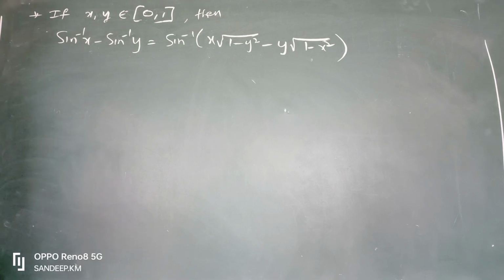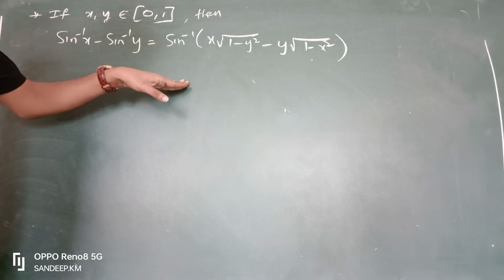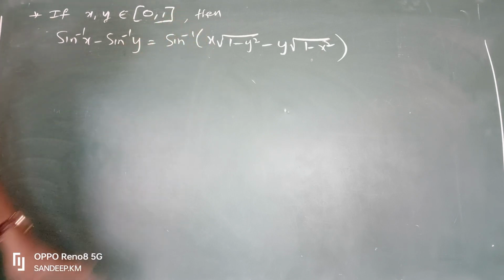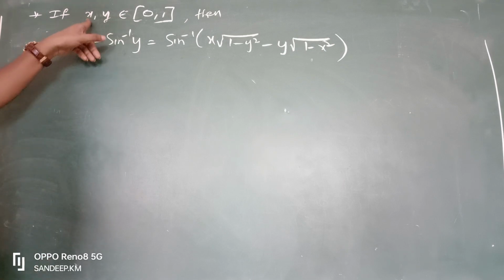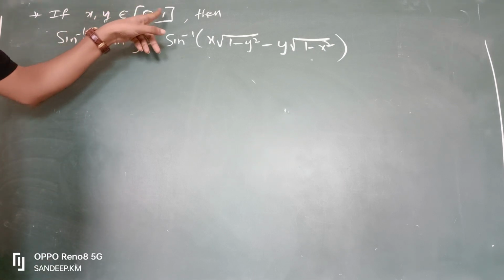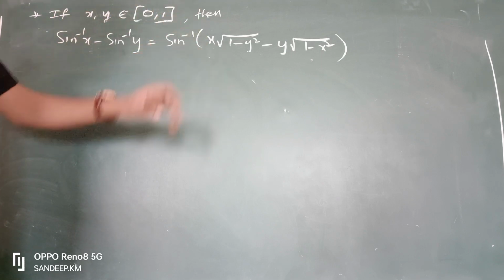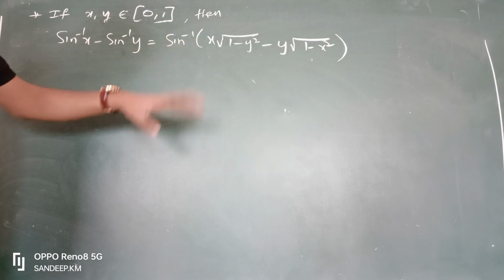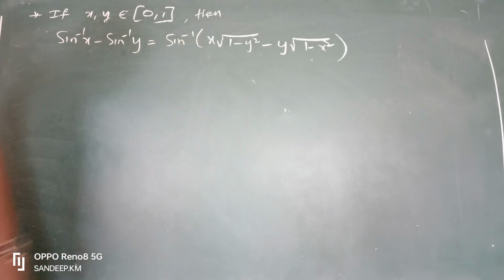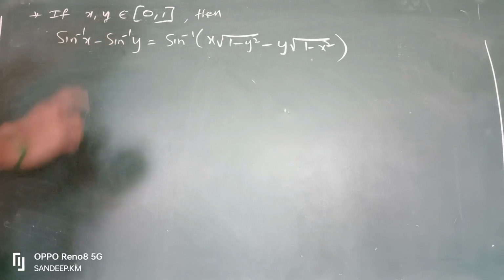Now this is the sine inverse x minus sine inverse y formula. Here we don't have two different answers, we have only a single answer. Remember, if x and y both are positive, that means if x comma y is between 0 comma 1, then sine inverse x minus sine inverse y is equal to this. Here we don't have different conditions or different answers, just one formula. Just like how I proved sine inverse x plus sine inverse y, same method only.